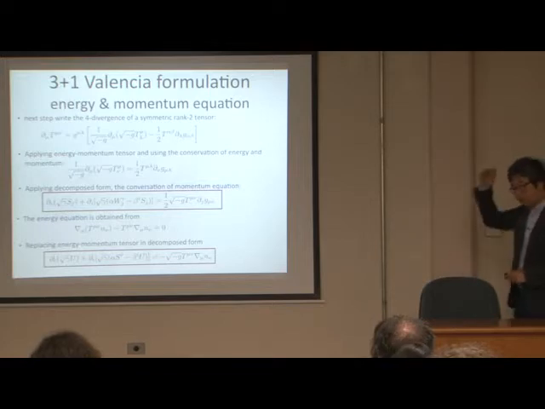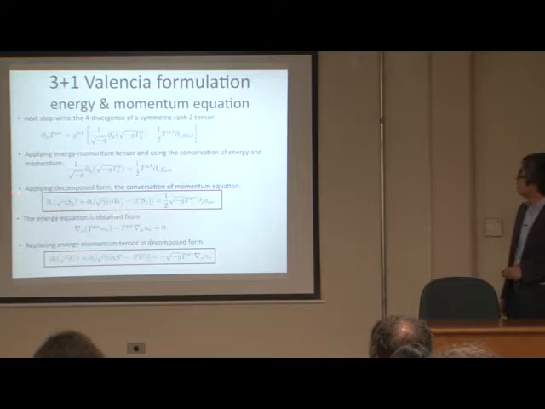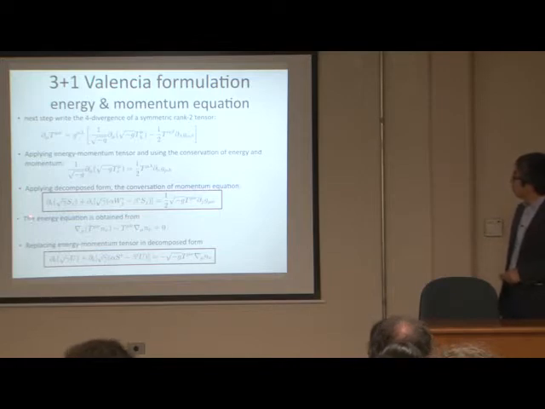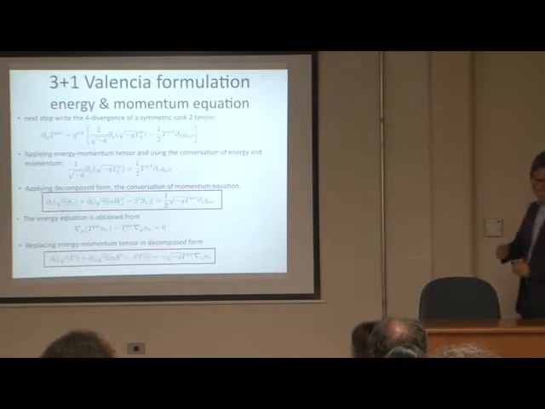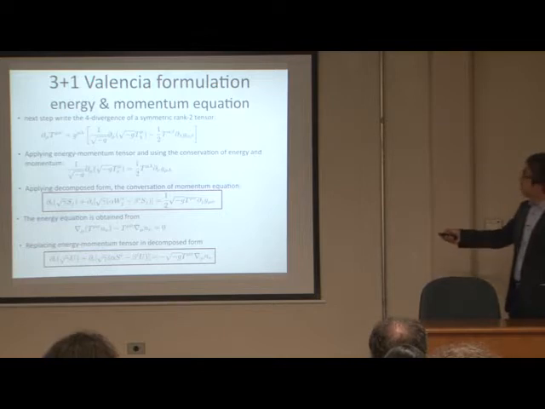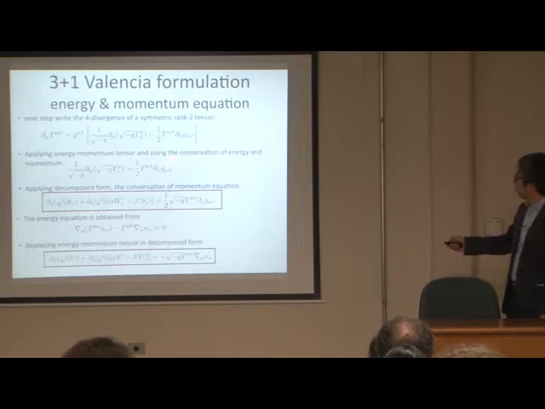So I try to skip many details of the calculation. Unfortunately, the time is limited. And then applying the decomposition form to the conservation of the momentum equation, it's just written like this. And in a similar way, the energy equation is obtained from this equation. Then we can rewrite the energy momentum tensor in the decomposition like here. Unfortunately, I don't have enough time to write it, but maybe you can try later to calculate this one. But I think this only comes from the metric term. It's here.